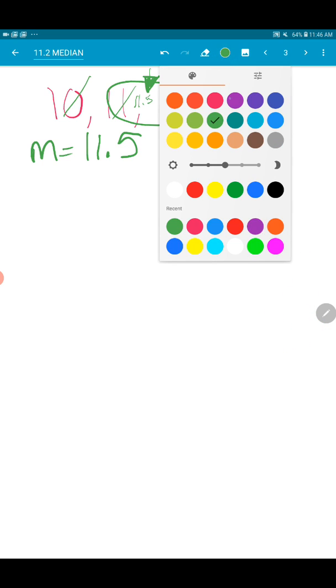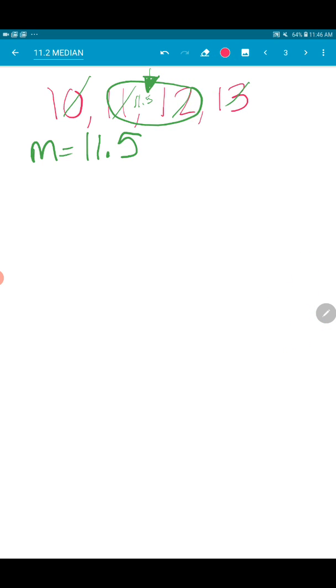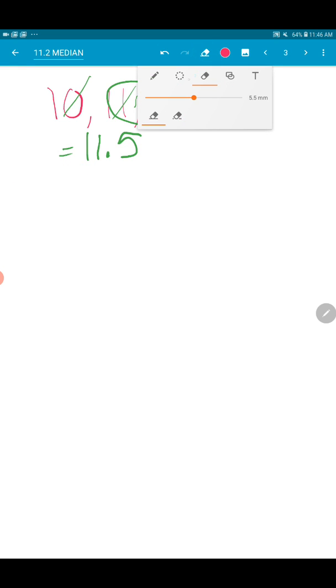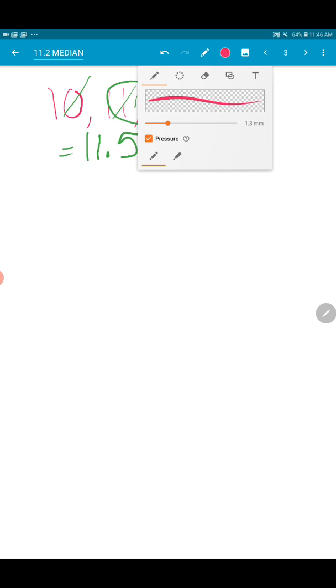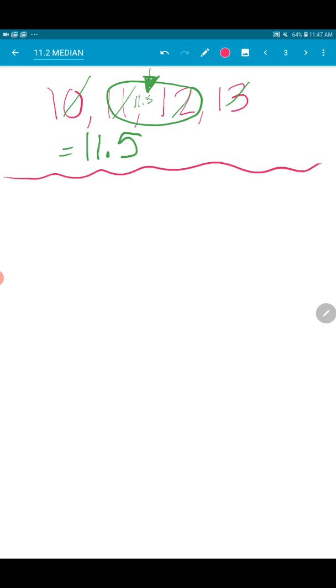Okay, and now I'm going to go on to another example. So this one is not going to be as easy. Let's just do 2, 4, 7, 10. That's in order from least to greatest. Now I can see there are 4 numbers. So anytime it's even, you'll have to do it this way.